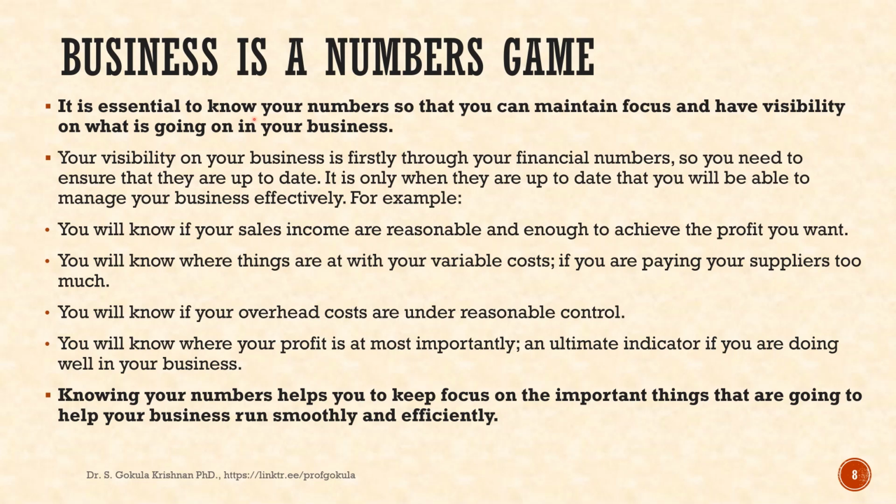So the first point, it has been very clearly mentioned that it is essential to know your numbers so that you can maintain focus and have visibility on what is going on in your business. And as I mentioned in the previous slide also, many people having a good idea, when they are converting that ideology into one business, within 1 year they are failing only because they are not able to control it or manage it. How they can control their business without getting deviated, it is only based on your standard operating procedures with the KPIs. KPIs, it is nothing but business metrics.